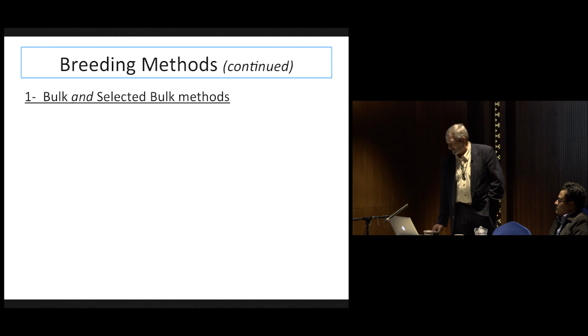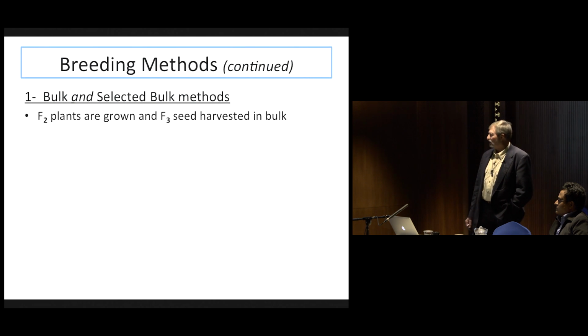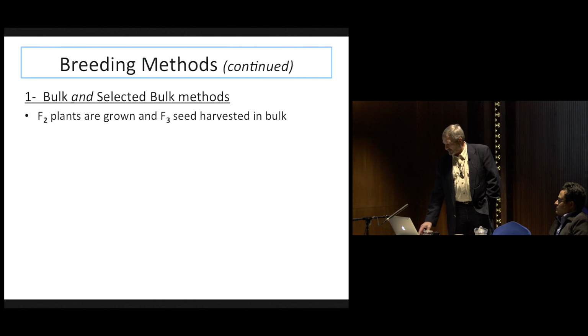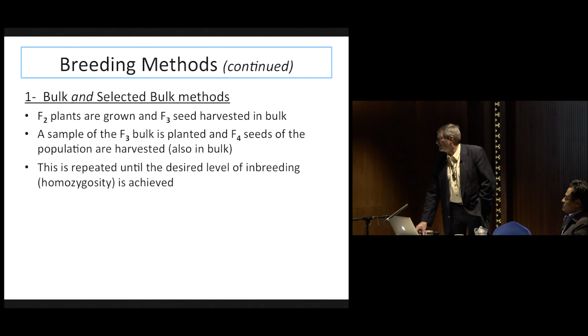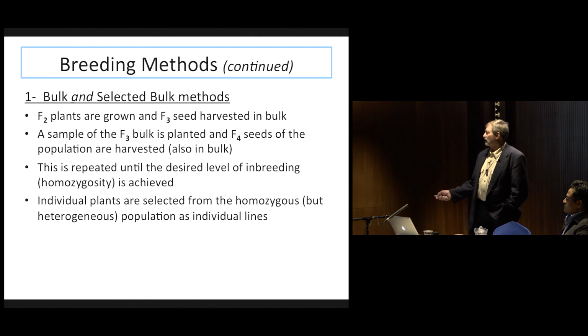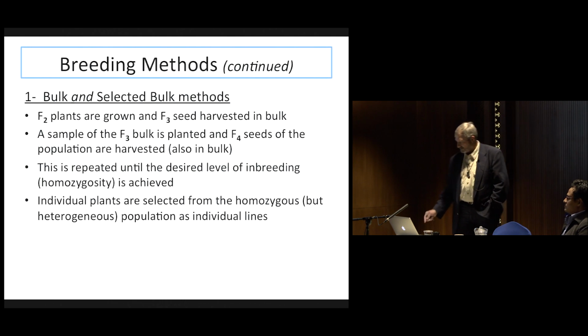So here's an example of the bulk and the selected bulk methods. F2 plants grown and F3 seed harvested in bulk. A sample of all that F3 seed is planted again, and F4 seeds of the population are harvested again in bulk. So you've made no selection there. This is repeated until you get to the desired level of inbreeding, and then individual plants are selected from the homozygous but still heterogeneous population, and they're maintained then as individual lines.